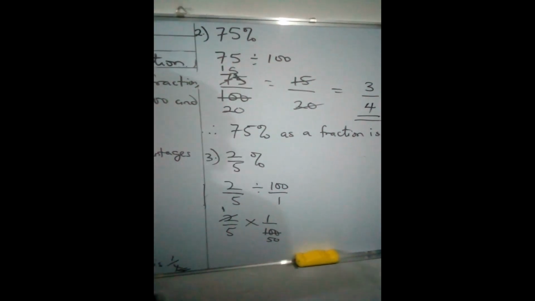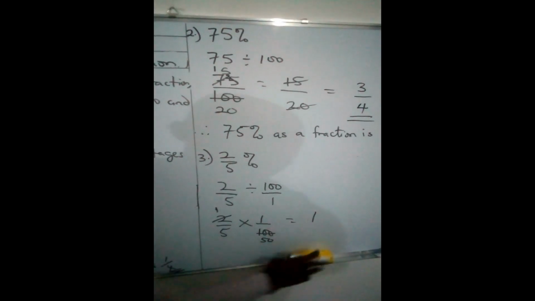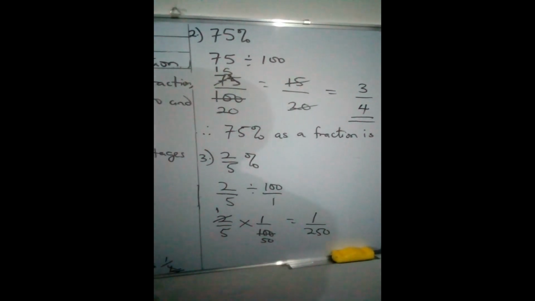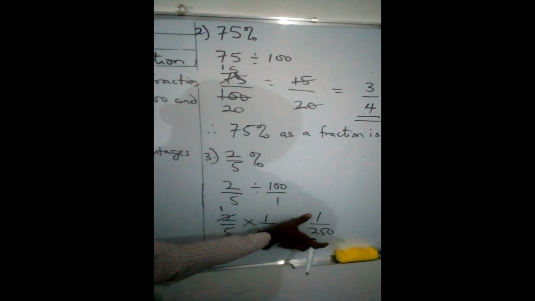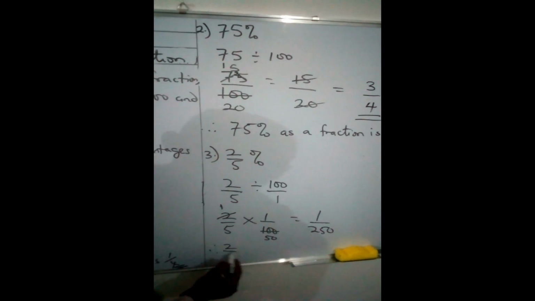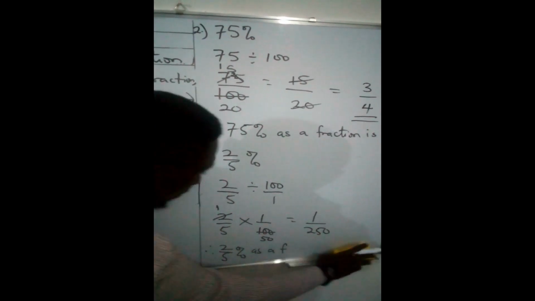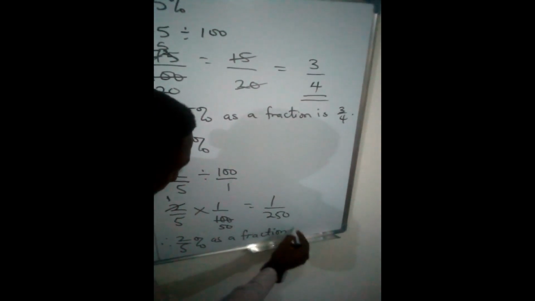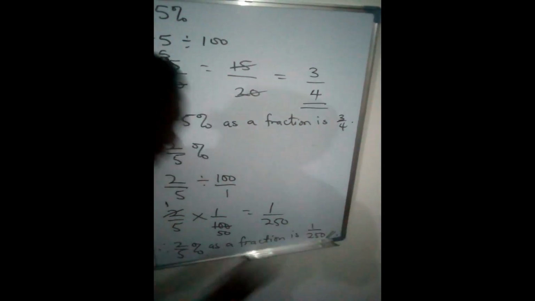Nothing can divide out again, so we need to multiply. 1 times 1 is 1. 5 times 50 gives you 250. Therefore, it's the simplest form. Nothing can divide through the fraction again. 2/5% as a fraction is 1/250.